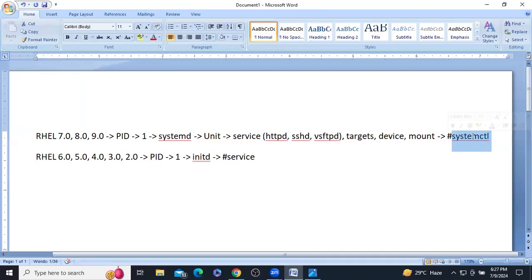Now we are going to discuss the differences between systemd and initd. Means, what is the difference between Jackie Shroff and Tiger Shroff, Ramcharan and Chiranjeevi? Okay, got it guys?